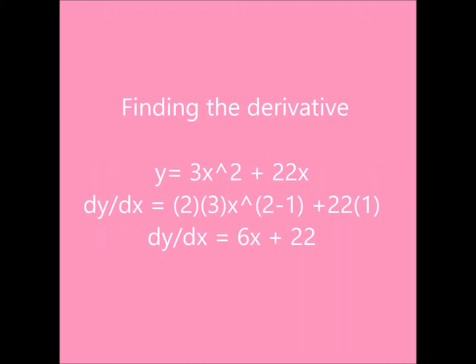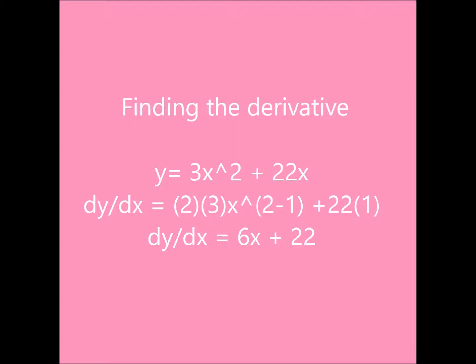For example, you use the rule when deriving y equals 3x squared plus 22x. First, you would find the derivative of 3x squared. You find this by using the power rule. You bring the 2 to the front and get 3 times 2, which is 6, and then subtract 1 from the power and you would get 1. So the derivative of that piece would be 6x.